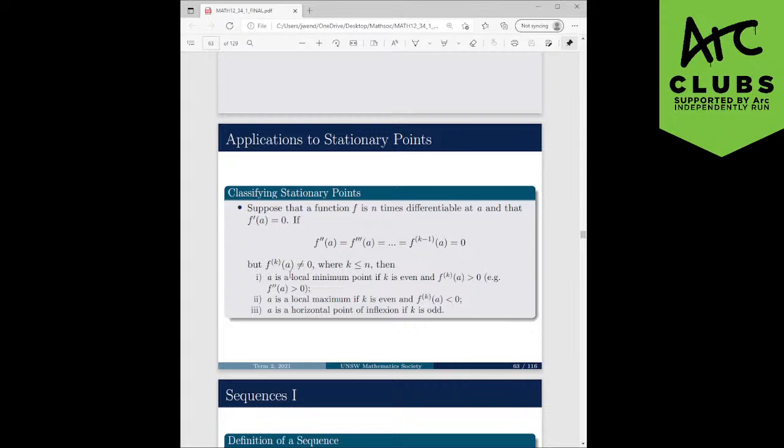From this kth derivative, for example in this first condition, if your k happens to be even and you sub a into that kth derivative and it's positive, then you say that original a is a local minimum point, even if your second derivative was 0. The other conditions follow. You get a local maximum if k is even and the number is negative, and you get a horizontal point of inflection if k is odd. It's a nice test, but it's kind of niche, and there are not a lot of examples on it. But we appreciate it.